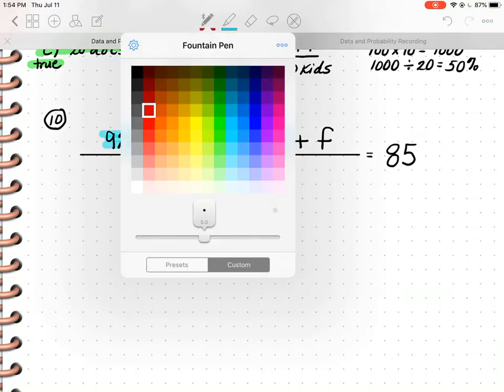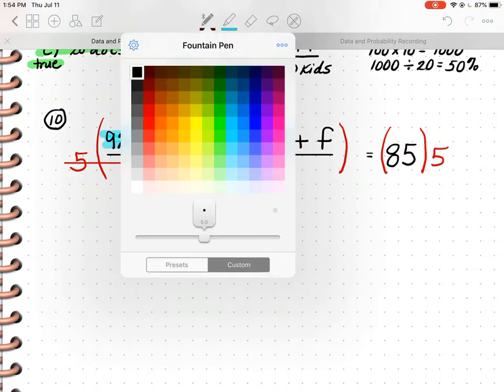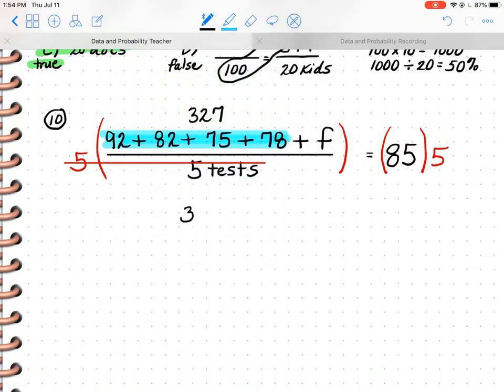I need to get rid of this 5 on the bottom, and I hope you remember to do that. You have to multiply both sides by 5. So you do it to this side and to this side. And when you do it here, you're going to get a canceling effect on those. So what you're left with is 327 points plus the 5th test that he has yet to take equals 85 times 5, which is 425.